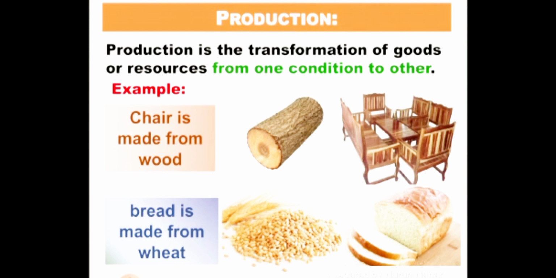In another picture, you can see wheat and bread. Seeing this picture, we can easily explain that bread is made from wheat. So, from two natural components, wood and wheat, by transforming their form, we can produce furniture and bread. That is called production.